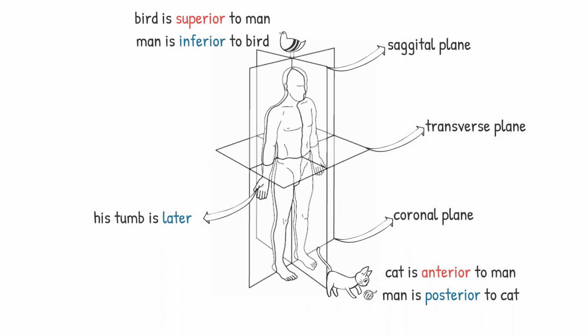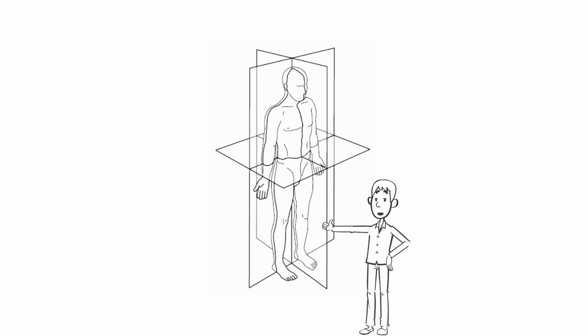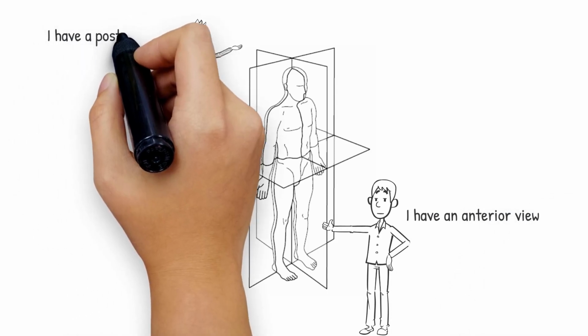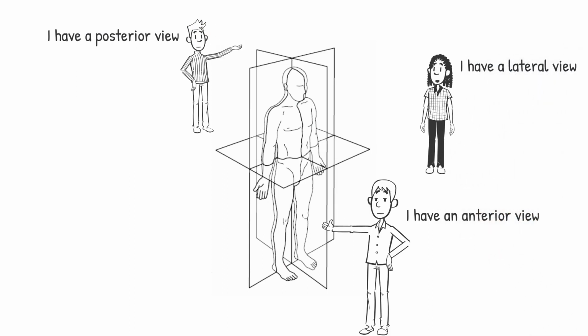Here, his thumb is lateral, and his little finger is medial to his body. Also, his hand is distal, and his shoulder is proximal to his body. I am in front of him and I have an anterior view of him. I am behind him, and I have a posterior view of him. And I have a lateral view of him, I can see his ear canal.